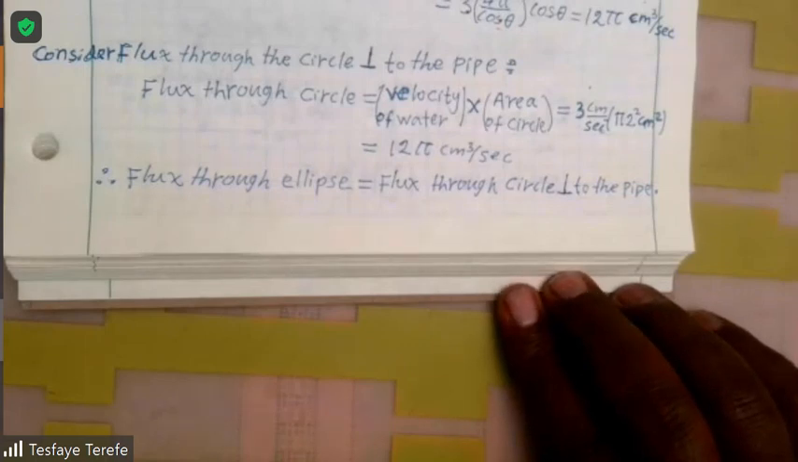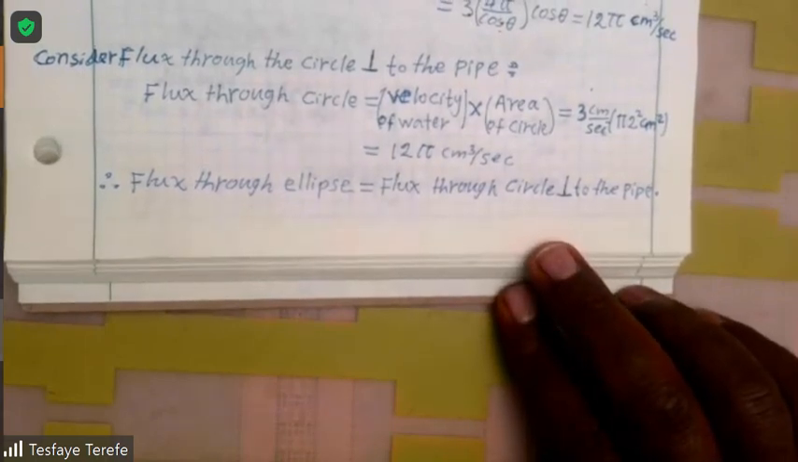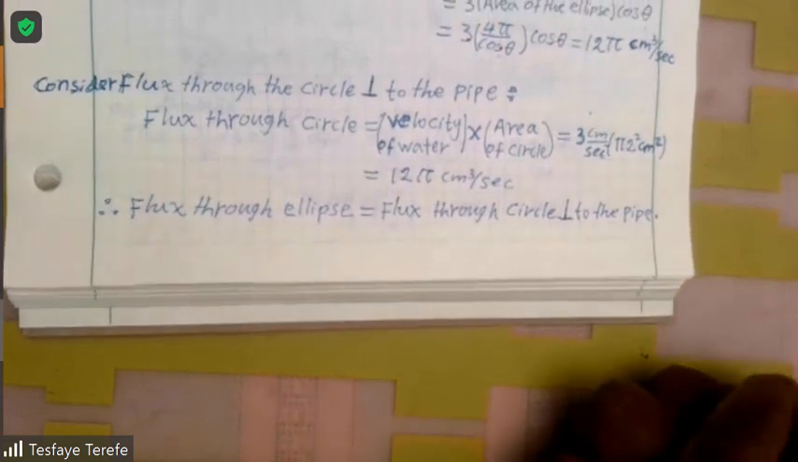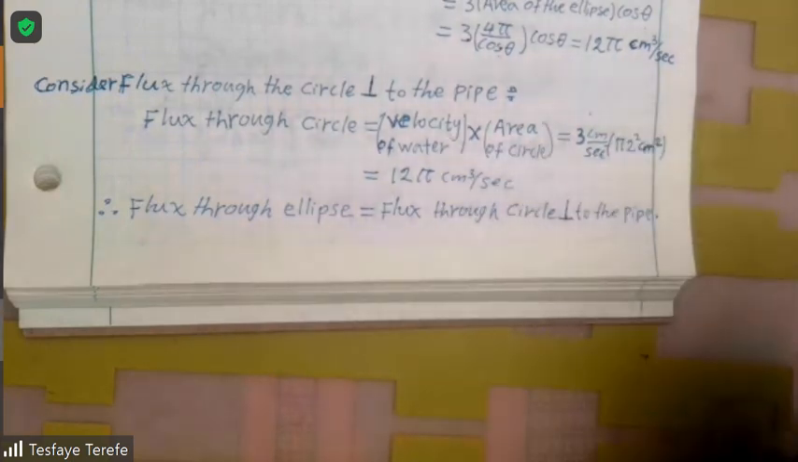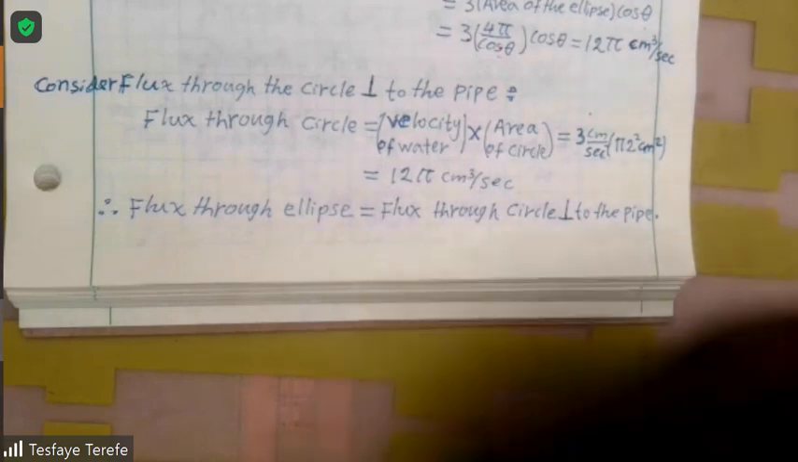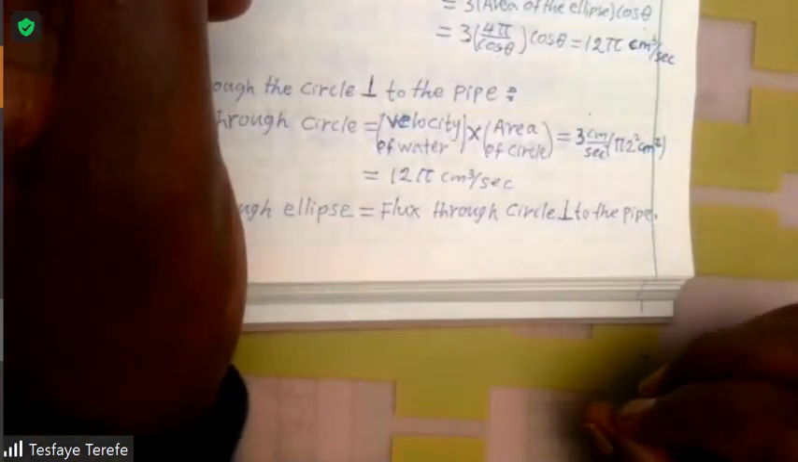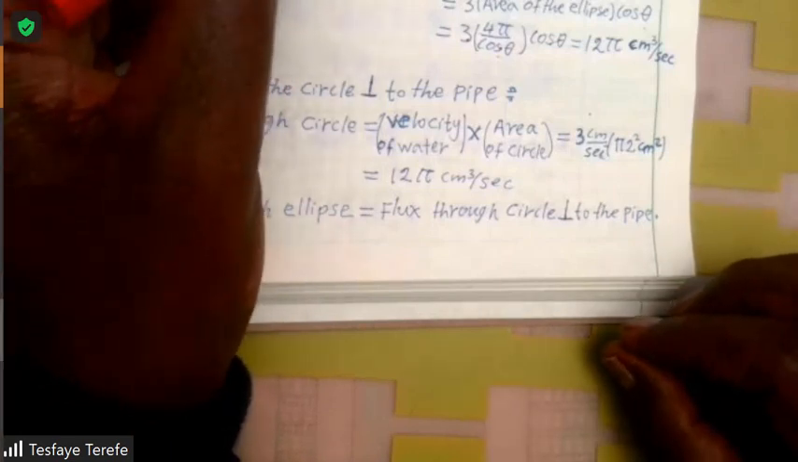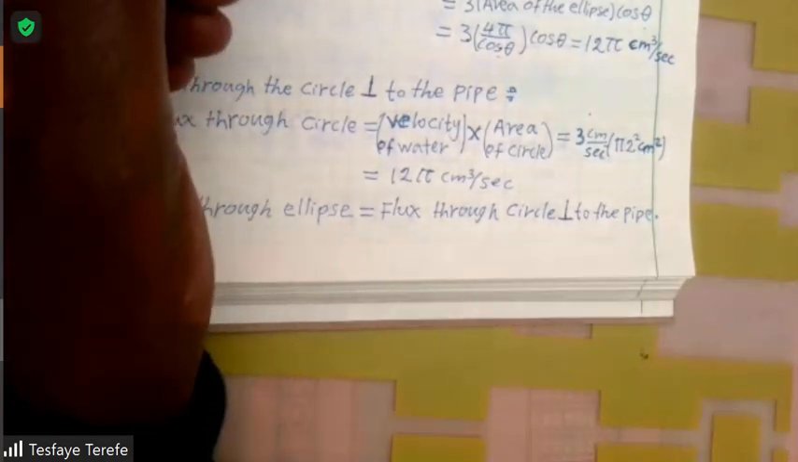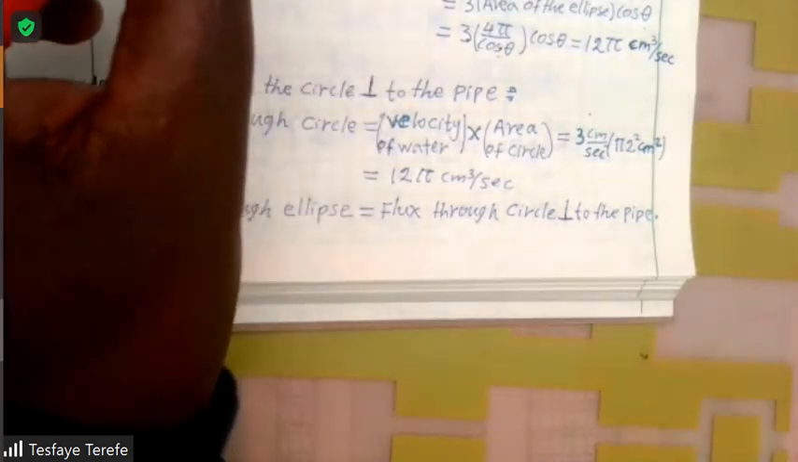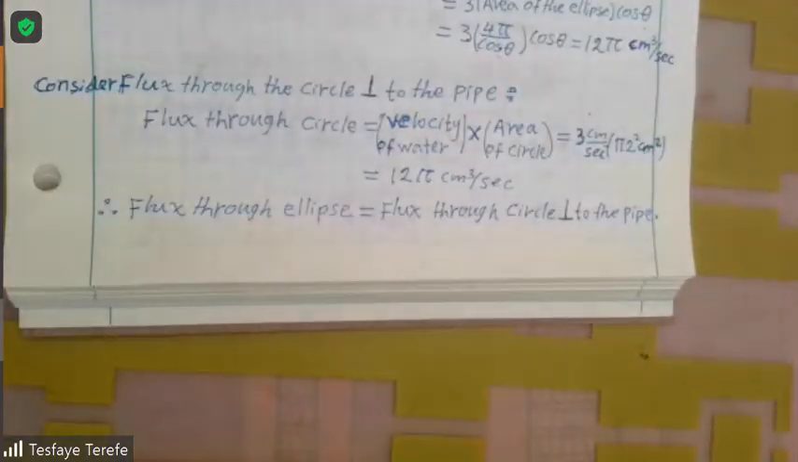So flux through the ellipse equals flux through the circle that is perpendicular to the pipe. Makes sense, guys, from a physical point of view? So what you are really taking into account is, if you have a flat surface, the flow rate or the flux, whether the area is tilted or it is perpendicular, as long as it is really confined by a certain boundary, that flow rate will be the same. That is what we are doing. That is actually the flux or the flow rate.